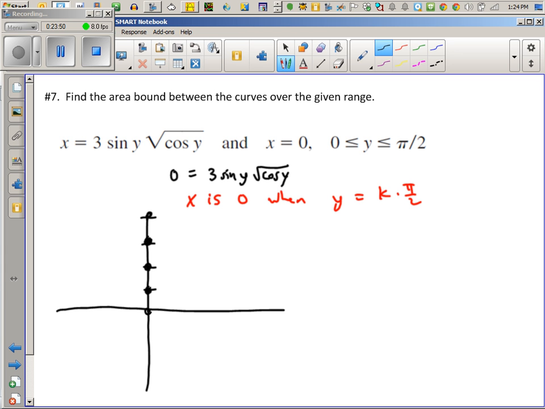Even when y is 0, x is 0. When y is negative pi over 2, x is 0. So you got all these here, and these are labeled in pi over 2s. See? And these are your y-intercepts. Okay, the curve is also kind of interesting in that it only contains certain pieces.